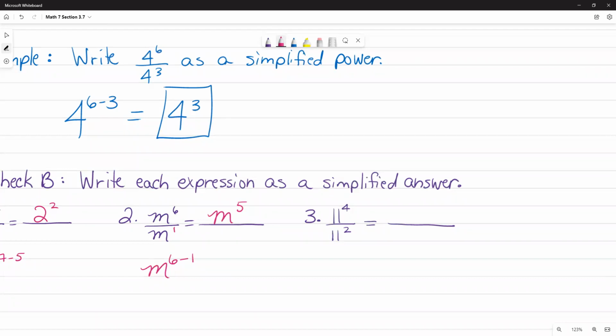Okay, and then the last one, our base number, 11. Yep, 4 minus 2, which gives us 11 squared.